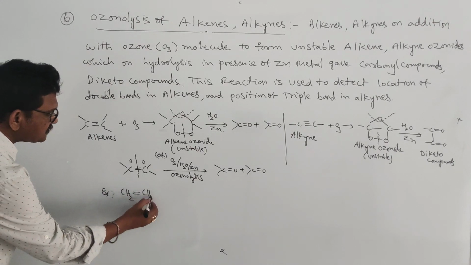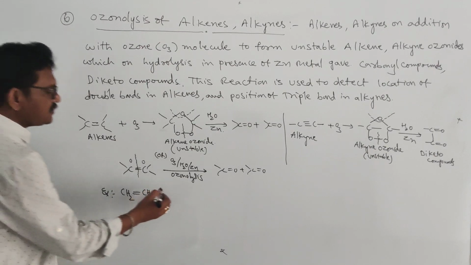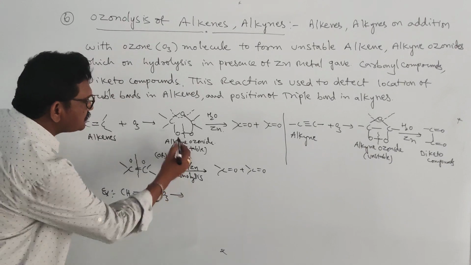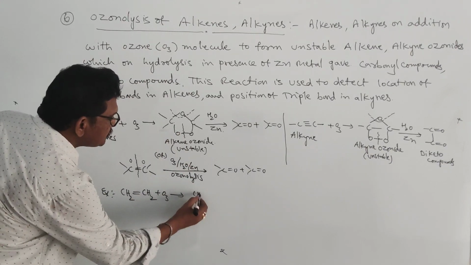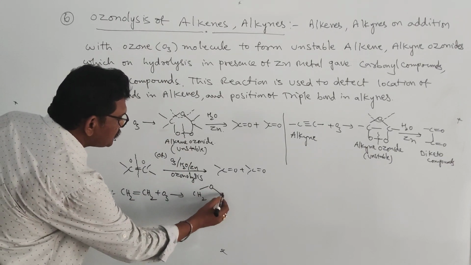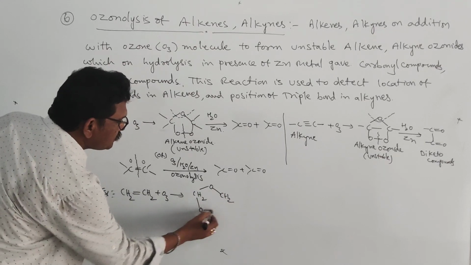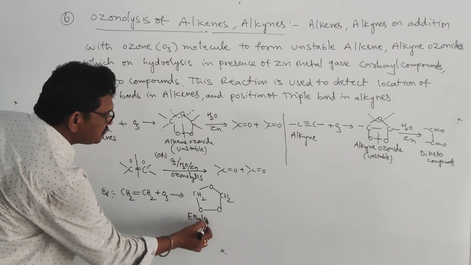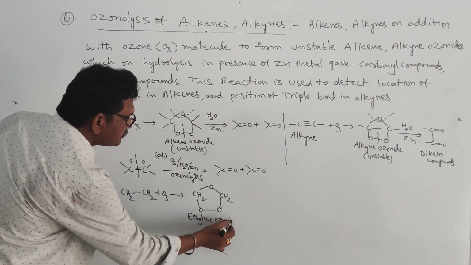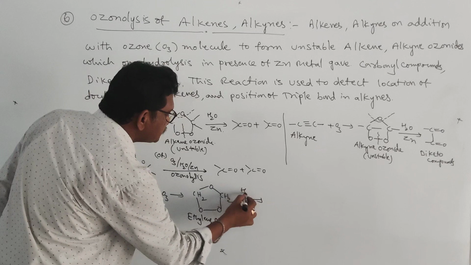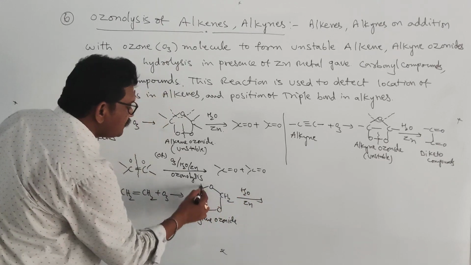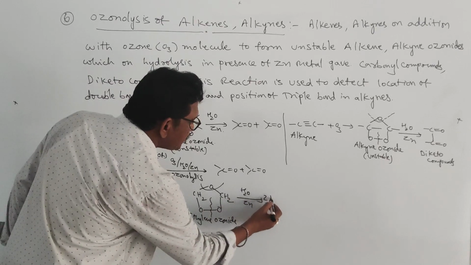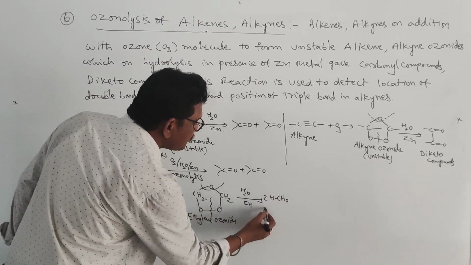CH2 double bond CH2. On addition of ozone, you are getting a compound like this, with CH2O and CH2O. This is called what? Ethylene ozonide. This on hydrolysis in presence of zinc, what happens? Cleavage should be taken like this. You are getting 2 moles of formaldehyde, HCHO. This is called formaldehyde.